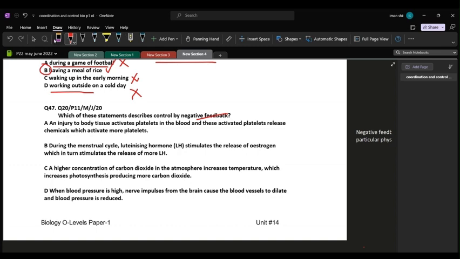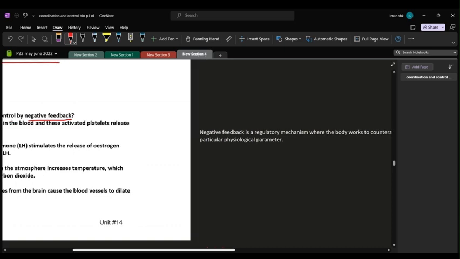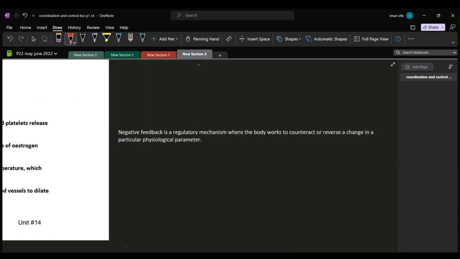Now, to understand these statements and interpret whether they are controlled by negative feedback or positive feedback or neither of them, you should first know the definition of negative feedback. Negative feedback is a regulatory mechanism where the body works to counteract or reverse a change. This part is very important in a certain physiological parameter. So let's take an example.